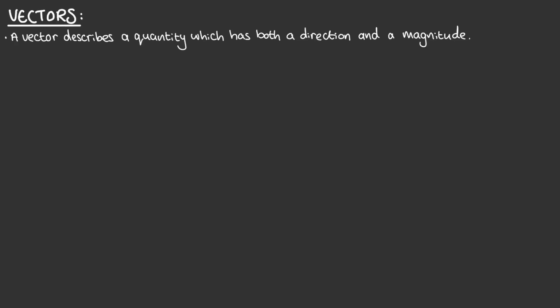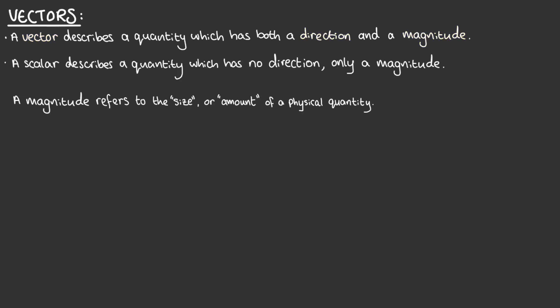Hi guys, so today I'm going to talk about vectors in physics. A vector describes a quantity which has both a direction and a magnitude. However, a scalar describes a quantity which has no direction but only a magnitude.